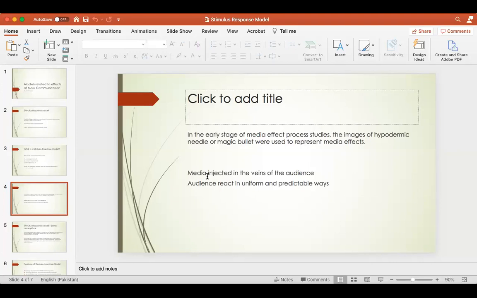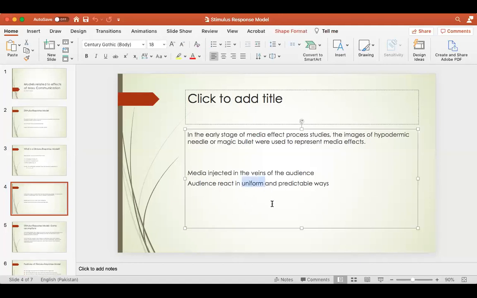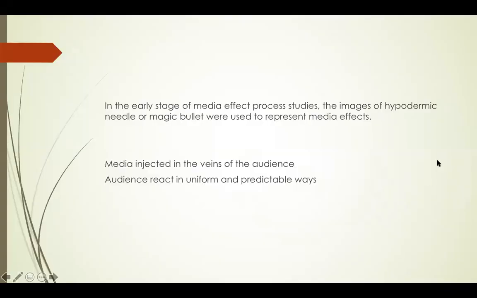Okay? It means that according to stimulus response model, the responses of people are predictable, but they are also uniform. Now, what is the meaning of uniform here? Constant. Same. Uniform means same.